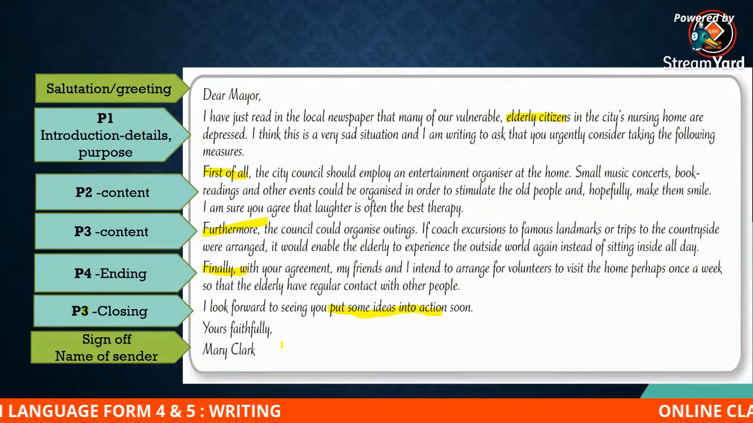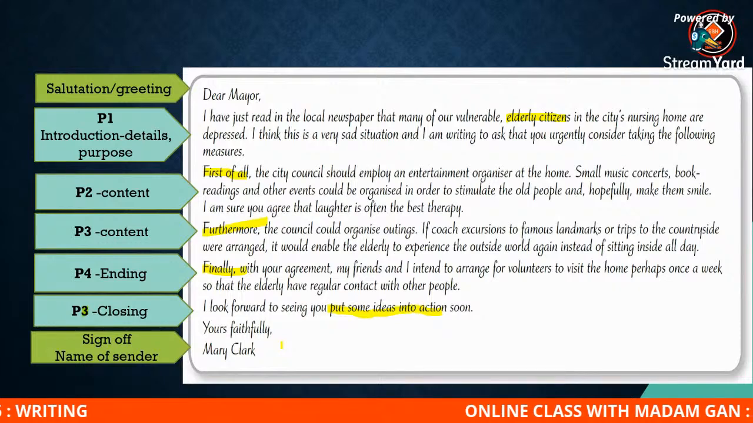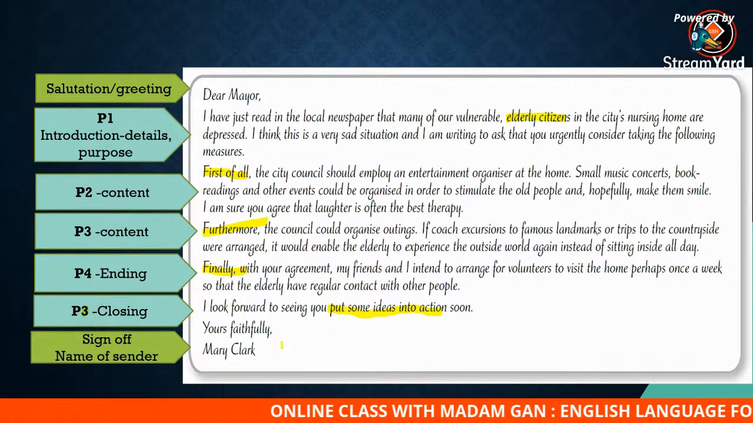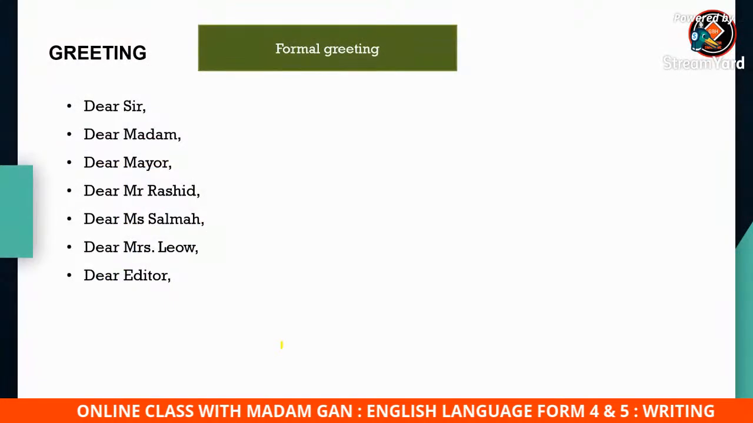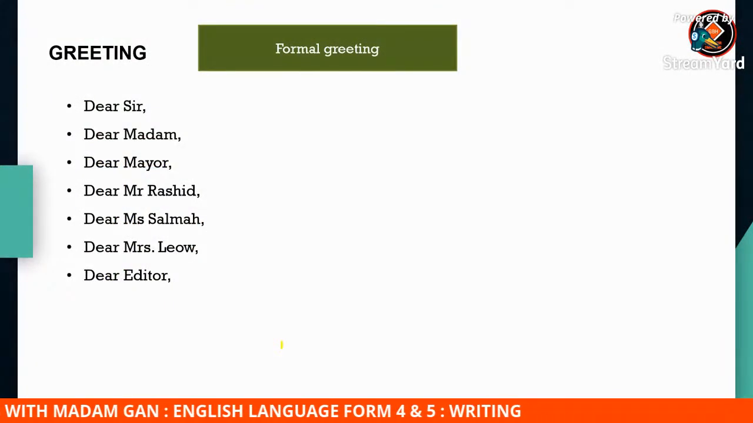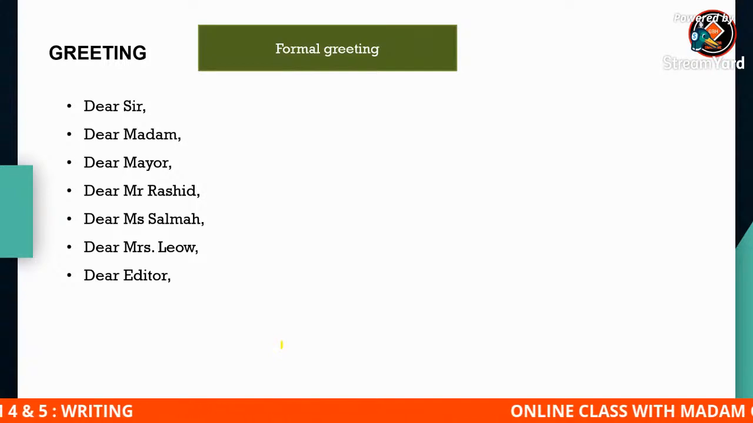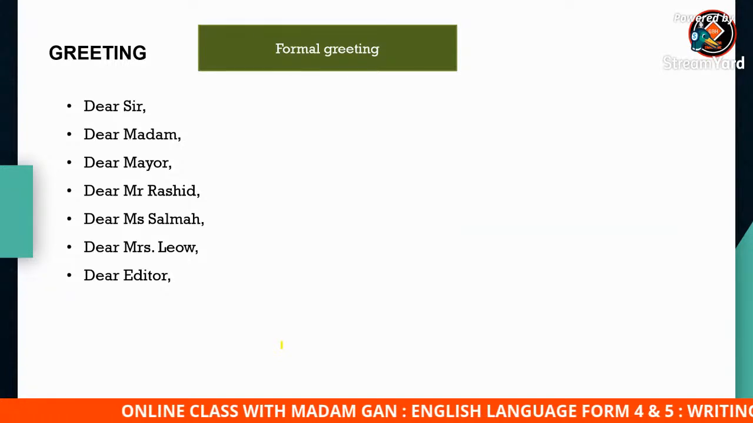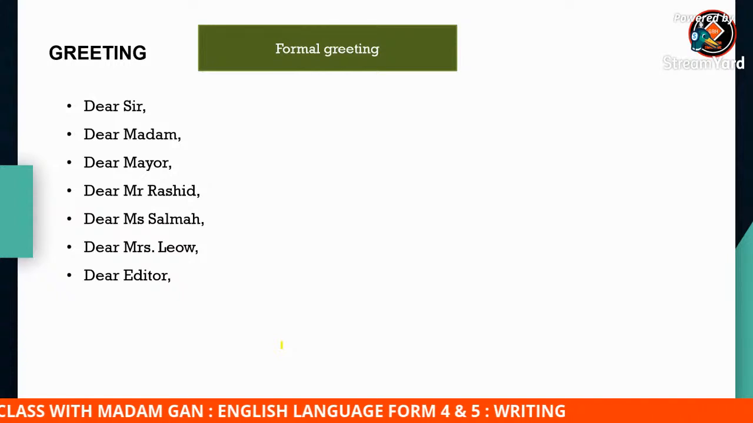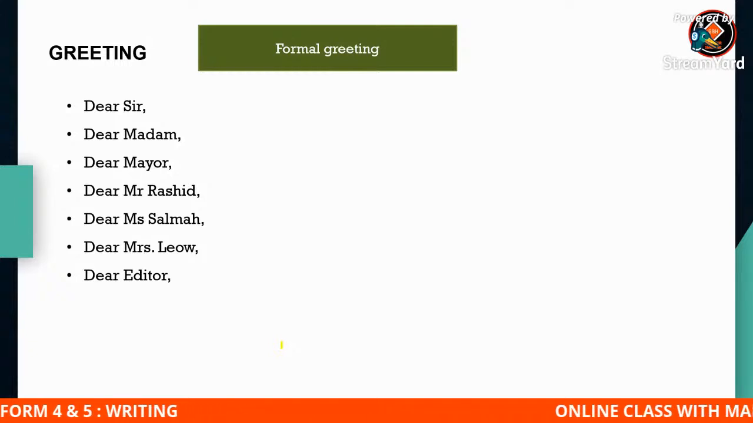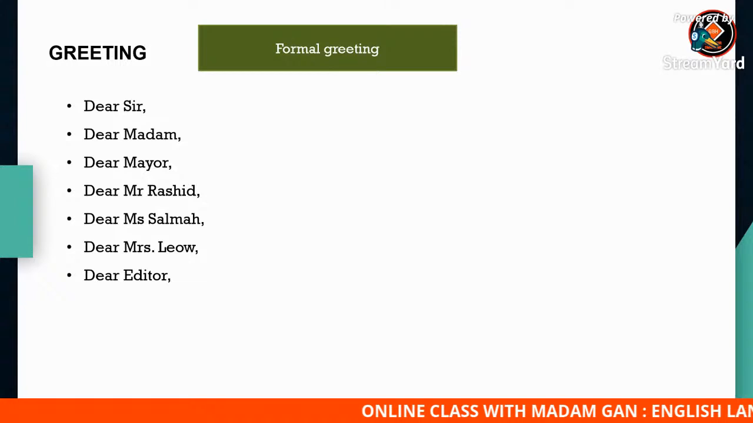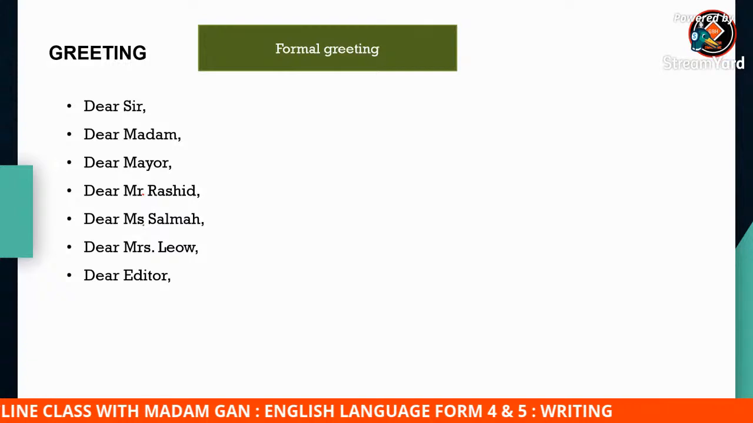So there are 4 types of formal letters. It can be a letter of complaint or inquiry or suggestions or job application. Okay, let's look at how you greet. So these are some tips or sample phrases or paragraphs that you can use. For formal greeting, you can say, Dear Sir, Dear Madam, Dear Mayor, Dear Mr. Rashid, Dear Miss Salma, Dear Mrs. Liao, Dear Editor. Okay, some of you will question, Teacher, do I need to put a dot here, like Mr. Rashid, or Dear Miss Salma?